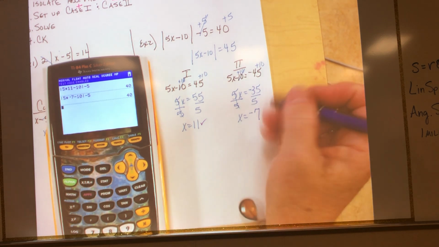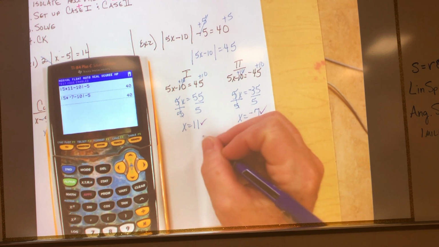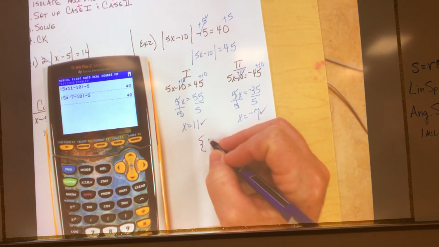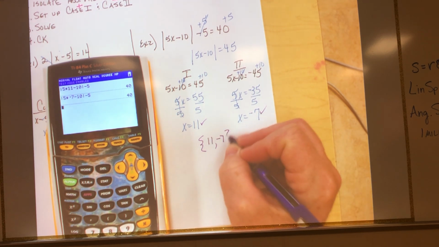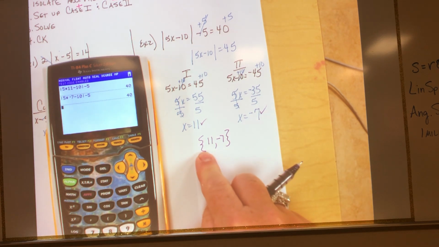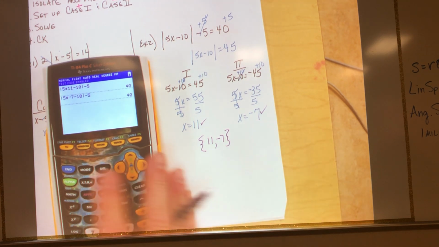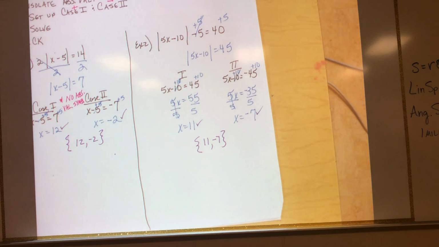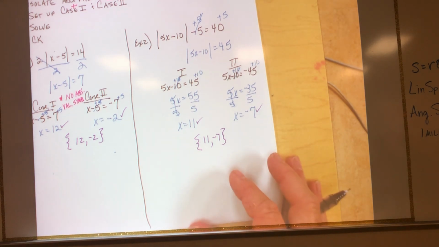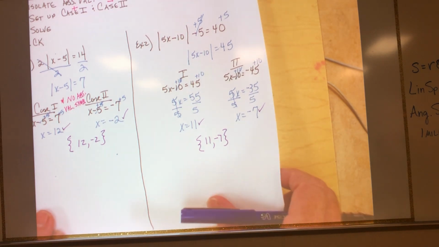That one's 40 also. So what is my solution set? 11 and negative 7. Would it be wrong if you wrote the negative 7 first? No, ma'am. No, it would not. The order doesn't matter. It's just a set. Okay? Anybody got a question so far?